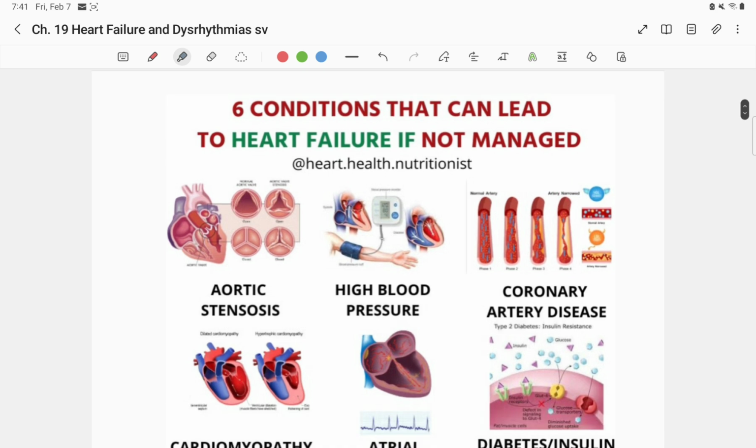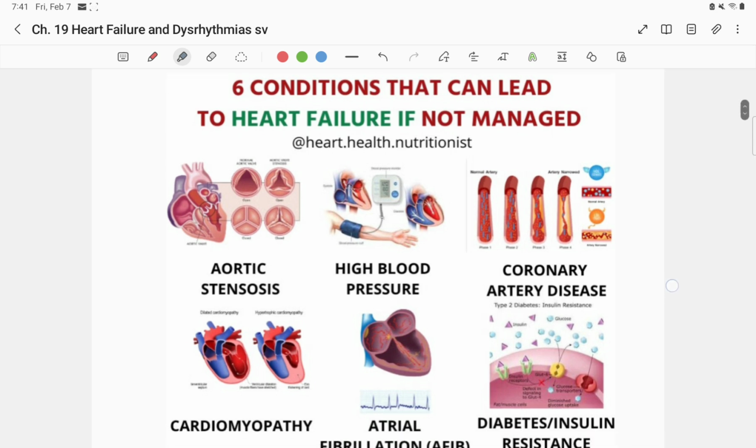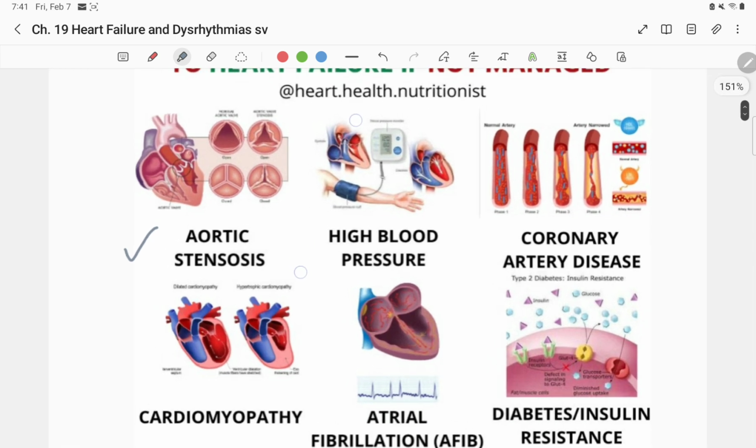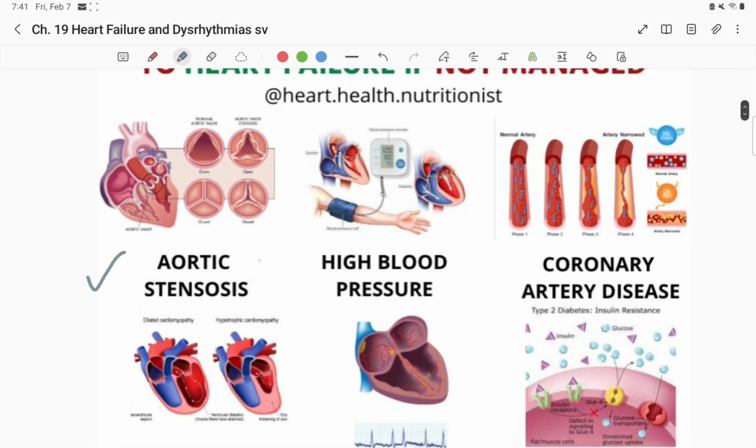Okay, some pictures and other things of some conditions that can lead to heart failure. So aortic stenosis. So stenosis is the narrowing of, so you had a nice big circle or a big opening, and then eventually that opening becomes very small. Okay, so the stenosis can be from calcification and scarring and other damage.